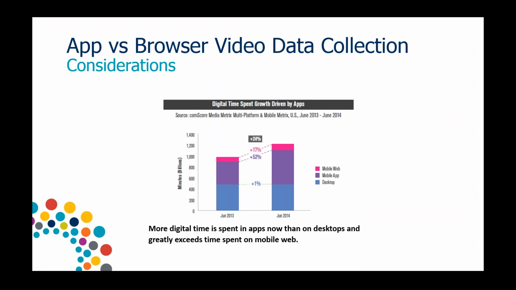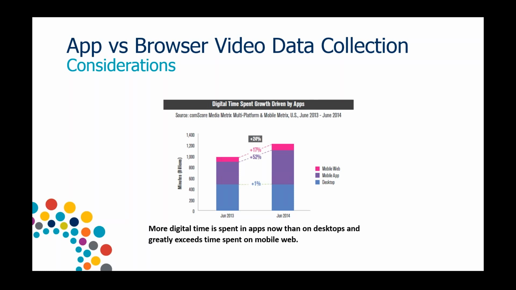So the app versus browser video data collection question is highlighted here in this statistic. What we can see is that people are very comfortable spending minutes on mobile apps, and we're seeing that more digital time is spent in apps than on desktops, and it greatly exceeds the time that people are spending on mobile-enabled web pages. So you can see that there's a huge disparity there between mobile apps and mobile web.